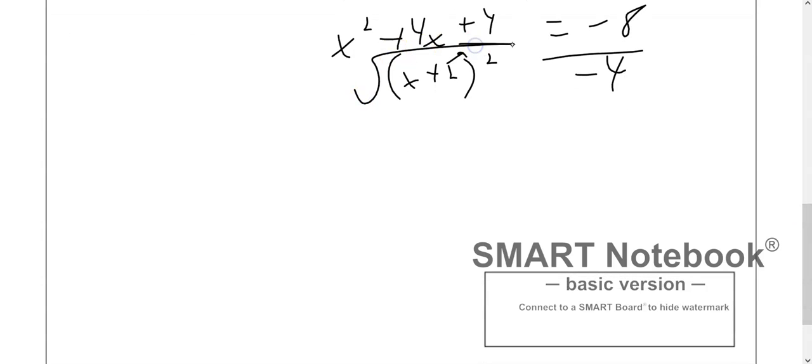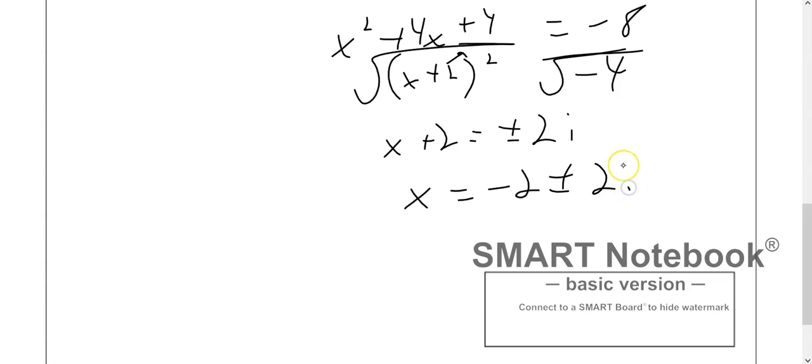Square root both sides. That gives me x plus 2 equals plus or minus. Square root of 4 is 2. And negative comes out as an i. And then I subtract 2. x equals negative 2 plus or minus 2i. That is my solution. Okay?